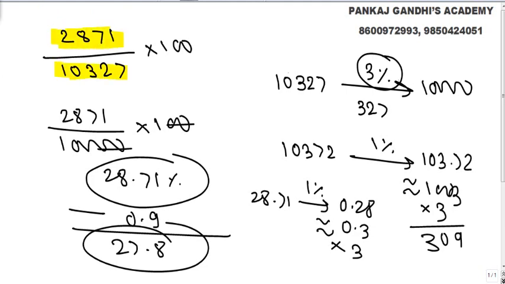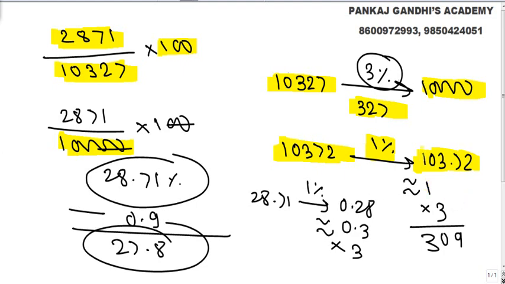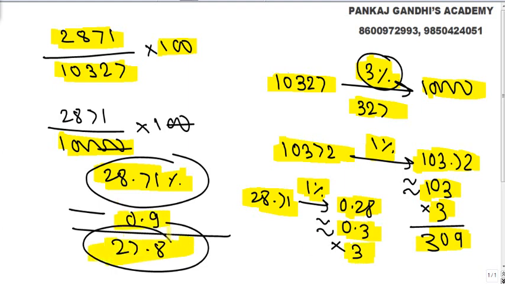It was 2871 upon 10327. We make it a round figure, 10,000. We have reduced the denominator from this to this nearly by 327. 1% of this number is 103.7, nearly 103. 3s are 300, approximate guess. So nearly 3% I have reduced. That answer I have to reduce by 3%. Answer's 1% is 0.28, nearly 0.3. So 3% is 0.9. So we get 27.8%.